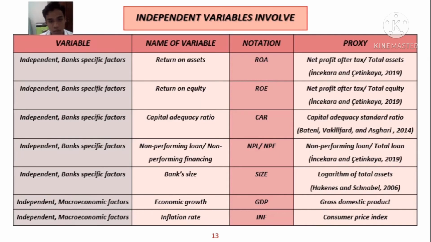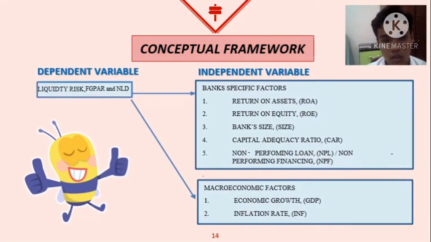This table shows the independent variables involved in this study. The independent variables are divided into two: bank-specific factors and macroeconomic factors. The bank-specific factors have 5 variables. The 5 variables are return on asset, return on equity, capital adequacy ratio, non-performing loan or non-performing financing, and bank size. The macroeconomic factors are divided into 2 variables, economic growth and inflation rate. This is the conceptual framework of this study.